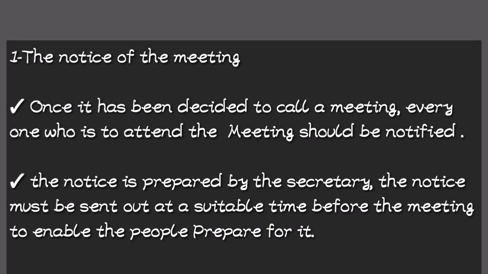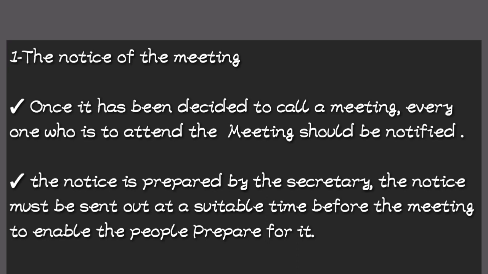In this video, we are going to look at the documents that are used in a meeting. So the first document we have is the notice of the meeting. Once it has been decided to call a meeting, everyone who is to attend should be notified, and it is done by sending out the notice of the meeting to inform them about the meeting, when and where.